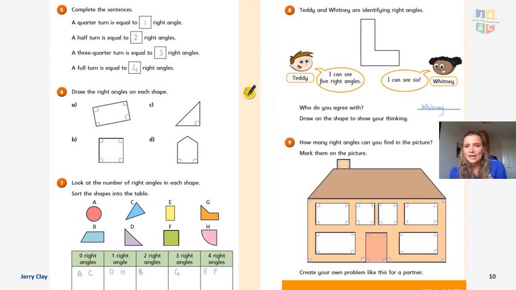Number 8, Teddy and Whitney are identifying right angles. Teddy says, I can see 5 right angles, whereas Whitney says, I can see 6. Now, if you draw on your right angles, you will have been able to see how many you have found.